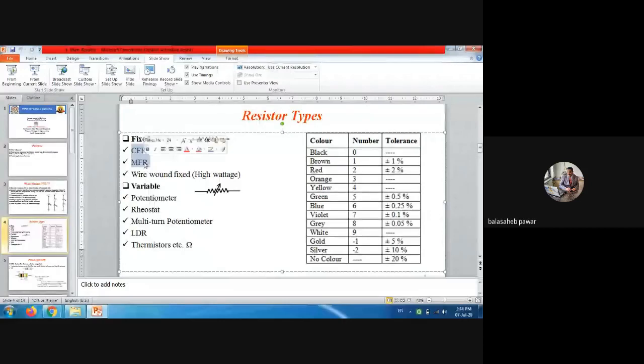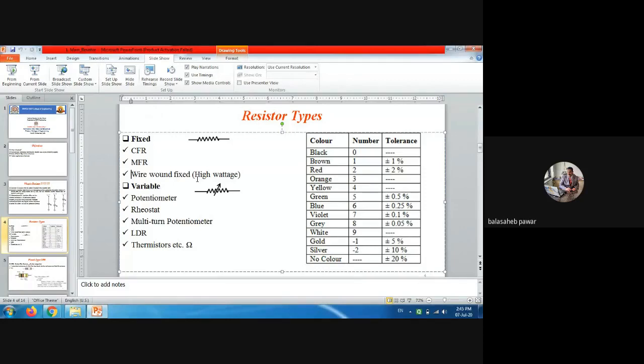They are titled CFR, carbon film resistor, because they are manufactured from carbon granules or carbon composition. The second one is metal film. It is a mixture of different metals, or we can say it is manufactured from an alloy, that is a mixture of various metals. And the third one, wire wound, is available with somewhat higher wattage, that means more power handling capacity.